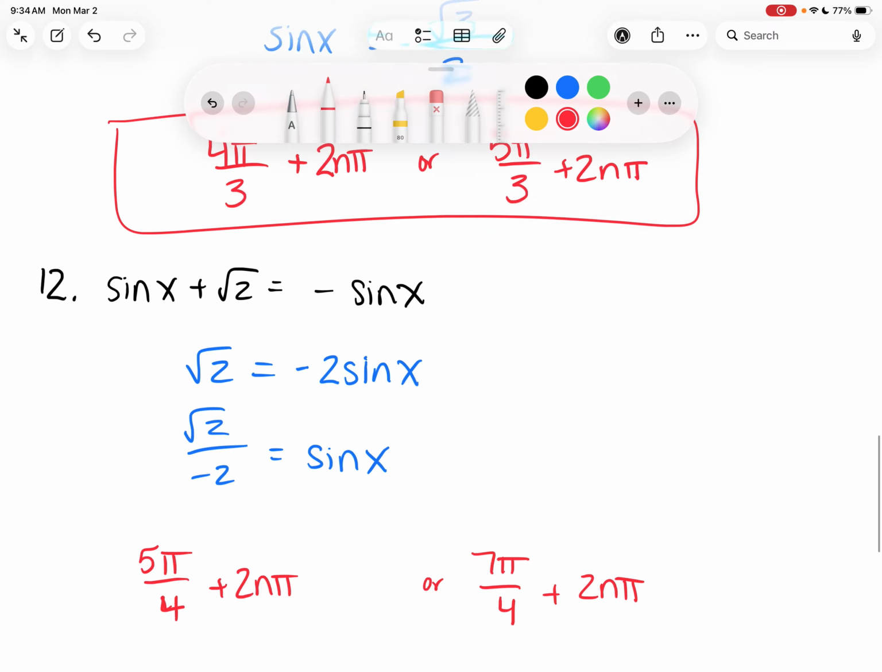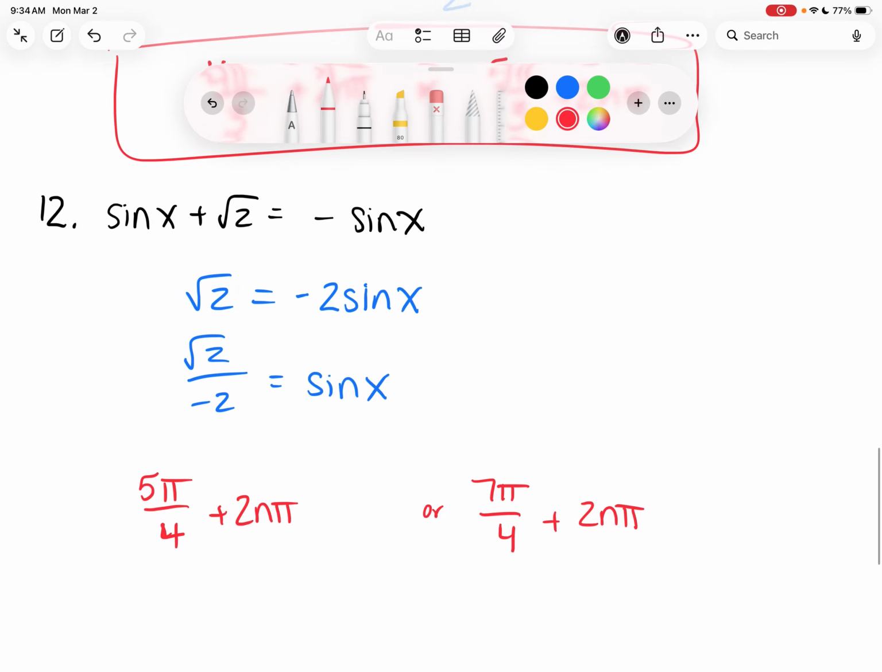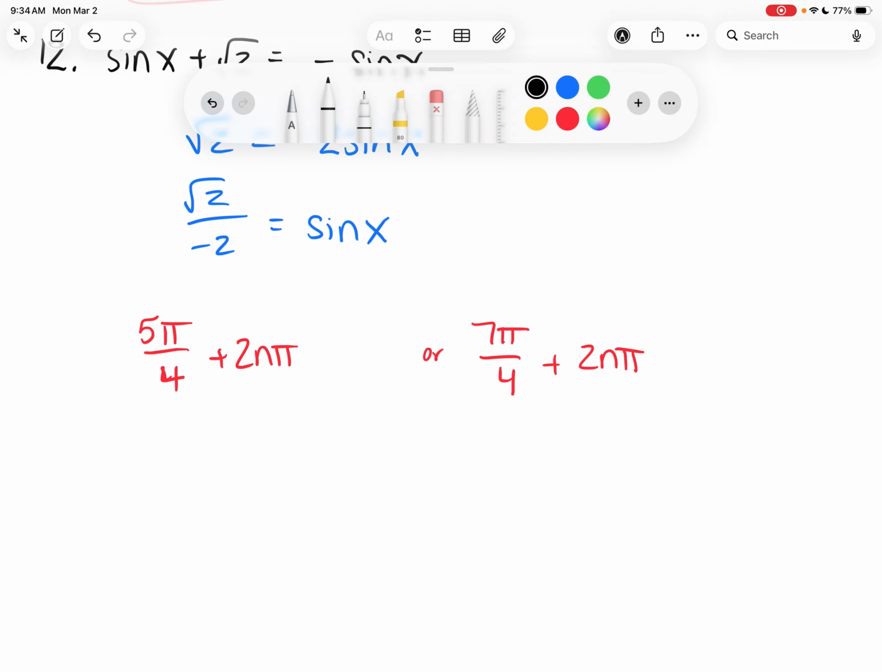And if they were, both of these obviously have been sine. If it was cosine, you would still do the 2n pi as well. It's just tangent that's different. So 14, we've got 3 times the tangent squared of x minus 9 equals 0.